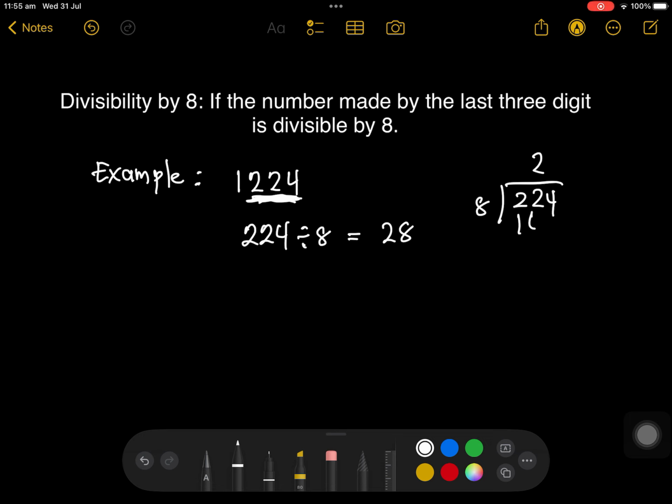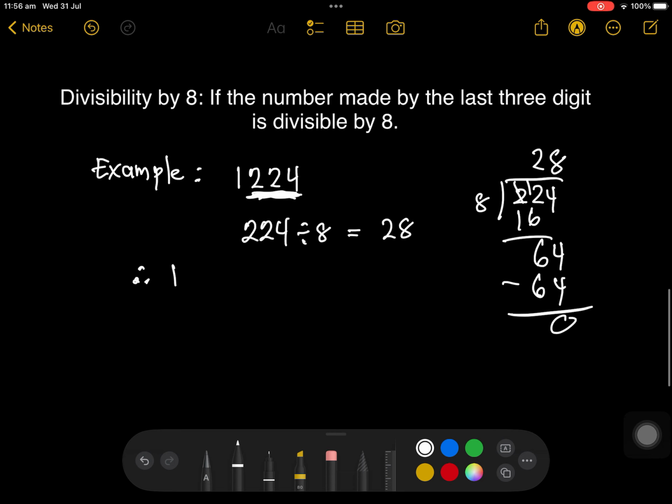22 divided by 8 is 2. 2 times 8 is 16. 22 minus 16 is 6. Bring down 4, so 64. And then 64 divided by 8 is 8. And that is correct. So 224 divided by 8 is 28. Therefore, 1224 is divisible by 8.